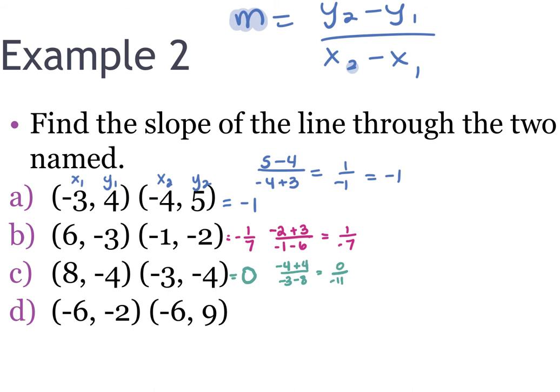Correct. Good segue. Because 9 minus a negative 2 becomes plus 2. Negative 6 minus a negative 6 becomes plus 6. And I get 11 over 0. And that's undefined. Which means that that line would be vertical. Good.